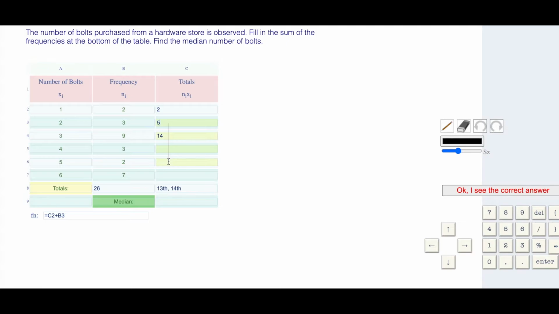I'm going to fill this down. This is 1 to 2, 3 to 5, 6 to 14, 15 to 17, 15, 16, 17, that's 3 values, and so on. Now I'm after the 13th and 14th. This is going to be 3 to 5. This is 6 to 14, and the 13th and 14th is going to be in here. It's going to be a 3. The median is a 3.